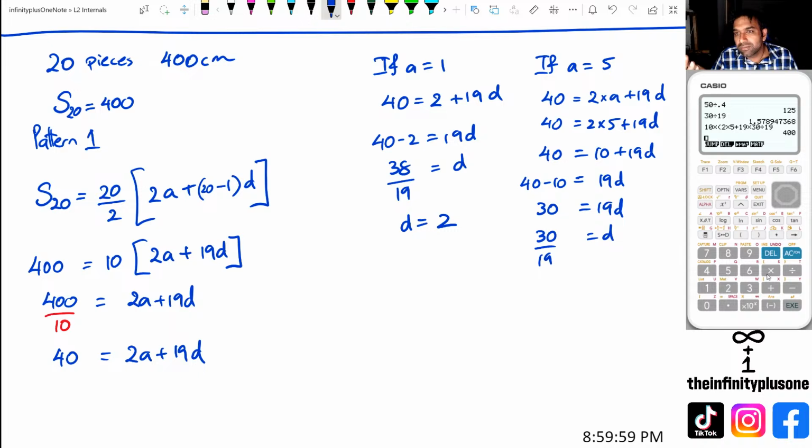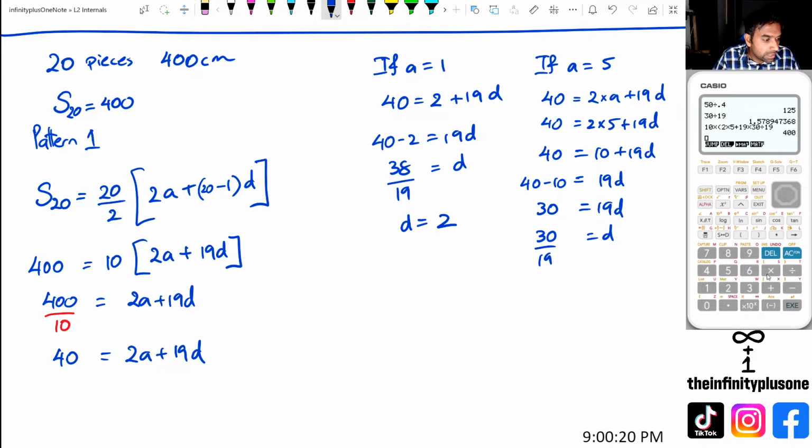So really, because you're cutting it up, you can start with anything. If you start with a big A, your D is going to get smaller because you've only got 400 centimeters to work with. But if you start with a small A, then obviously your D is going to be much bigger. That's just how this particular one works.